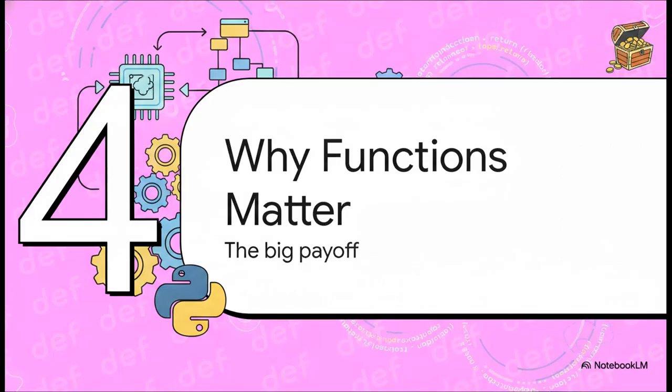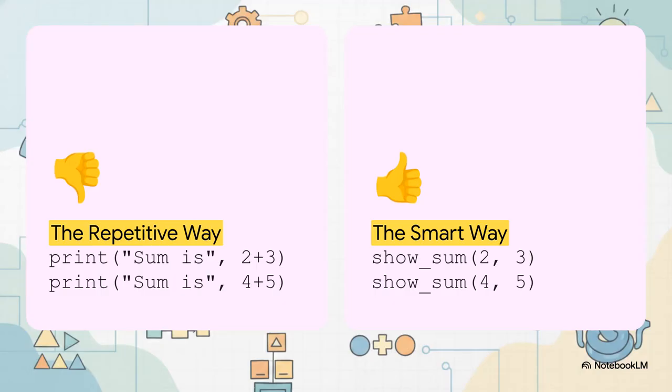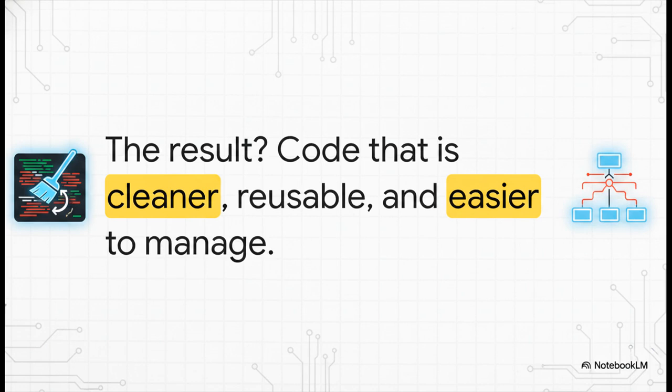So we've seen what functions are and how you build them. But let's get back to the big question. Why does any of this matter? Let's revisit that problem from the beginning and see the payoff. And there it is, the big reveal. That's our aha moment. On the left, you've got that clunky, repetitive code we started with. And on the right, the smart way. We defined our logic just one time inside a function called show_sum. And now, anytime we need to do that calculation, we just call the function. It's clean. It's obvious what it does. It's just better.